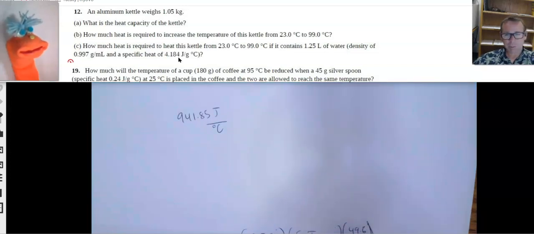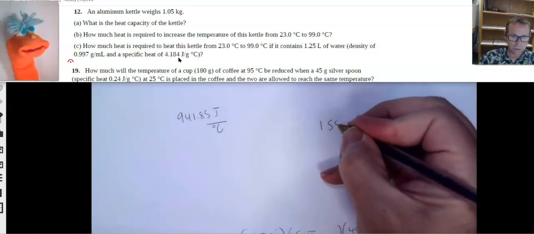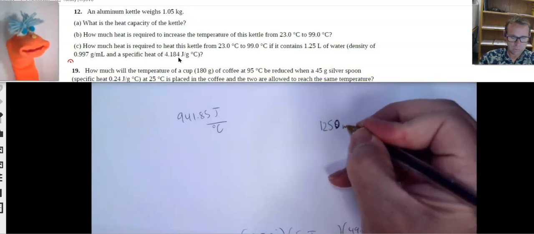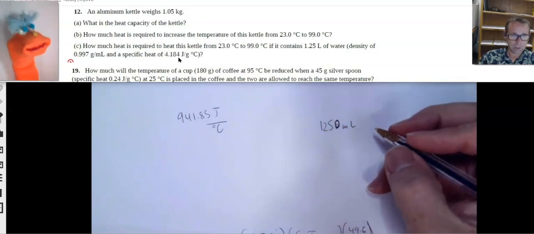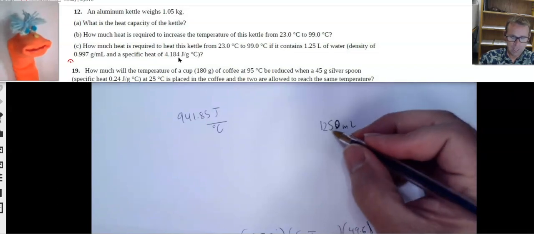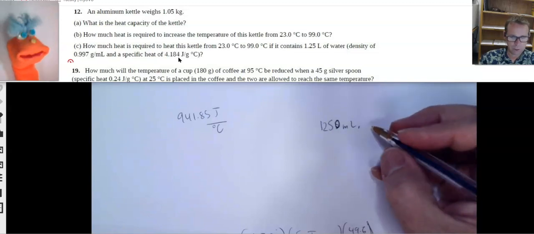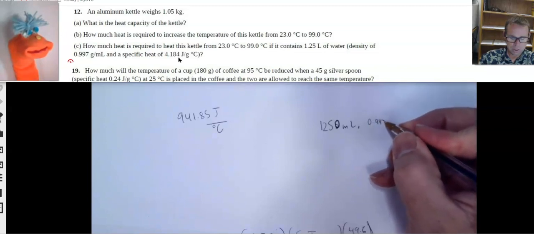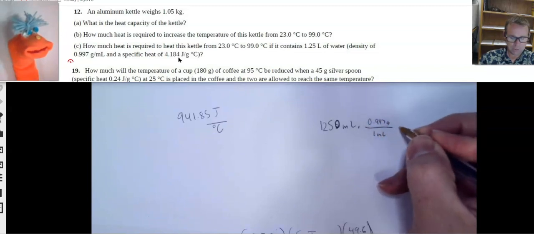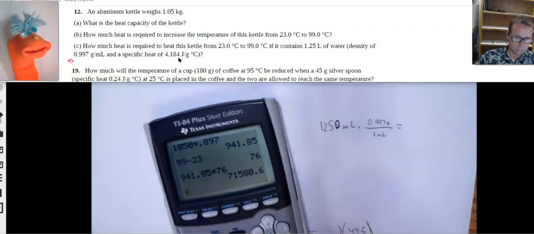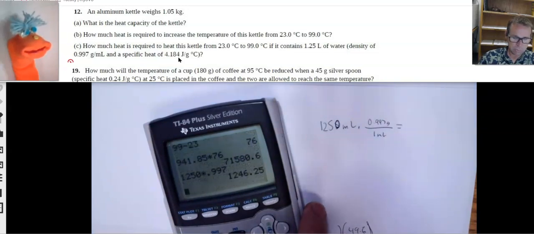And that amount of water, how much is it going to take for every degree Celsius? Well, we need to know the mass of the water. We have 1,250 milliliters of water, right? Because it's 1.25 liters. And I get that to grams using the density? Yeah, 0.997 grams for every 1 milliliter. All right, so 1250 times 0.997, 1246.